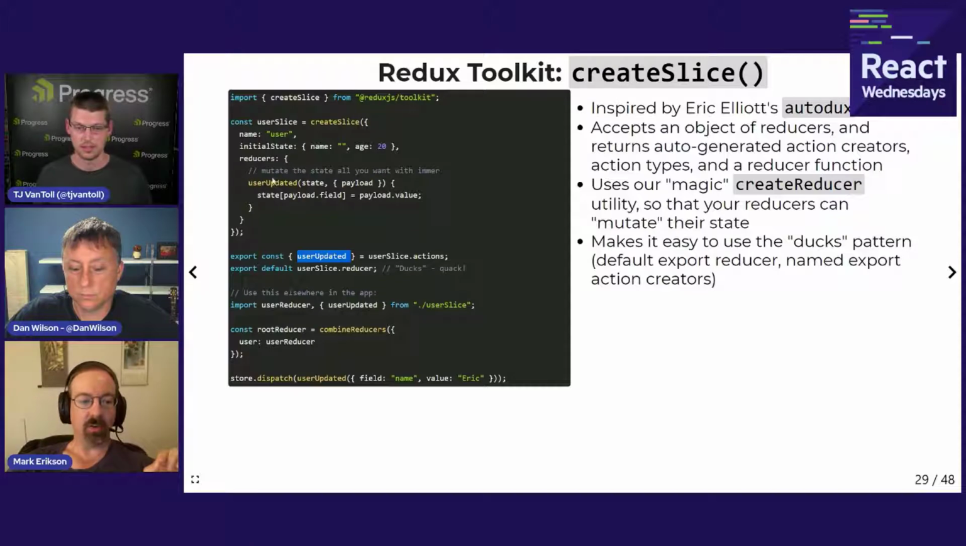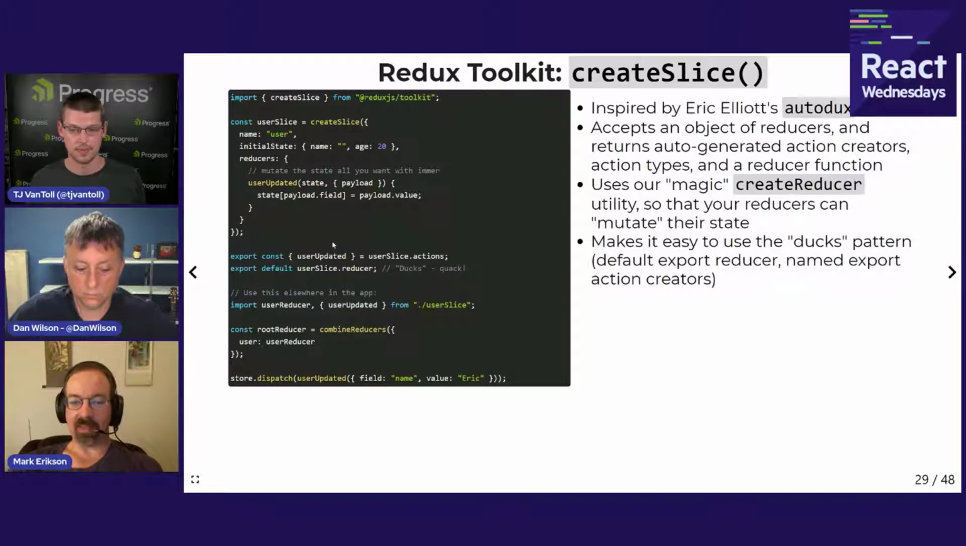So all I had to do was name my reducer userUpdated, and I get an action creator with the same name and the correct action type for free. And if you're using TypeScript and you specified the type of the action object, the action creator has the correct type for its argument as well.